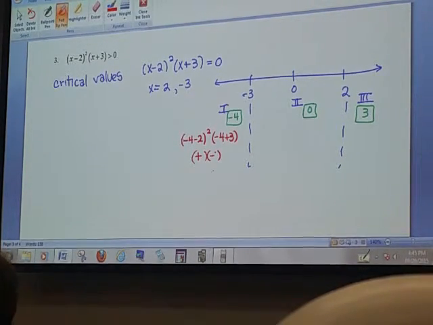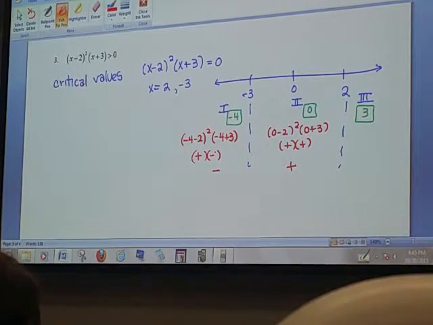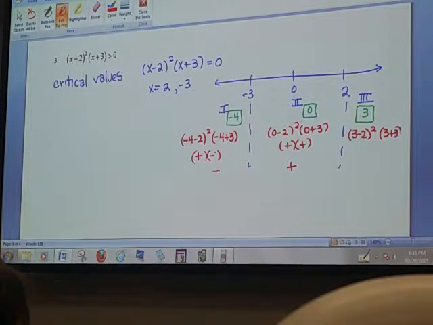So this is going to be negative, where I will have 0 minus 2 squared, 0 plus 3. So that will be positive and positive. So that will be positive. And here I will have 3 minus 2 squared and 3 plus 3. So that will also be positive and positive. So this one doesn't alternate.